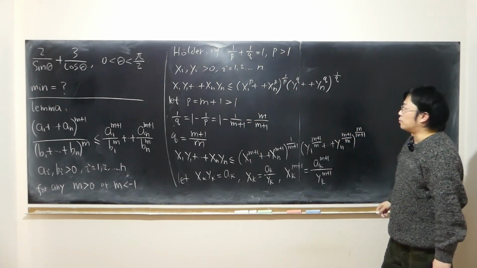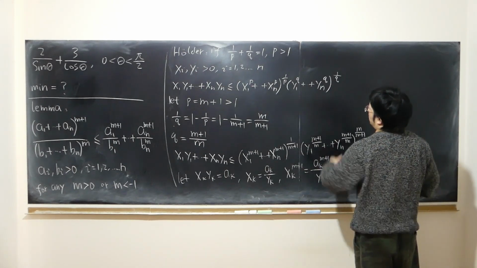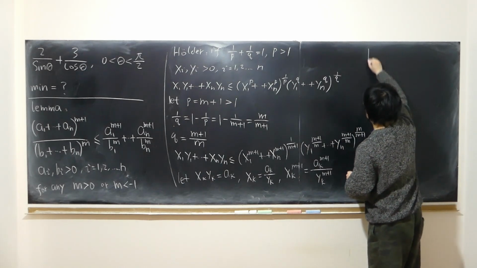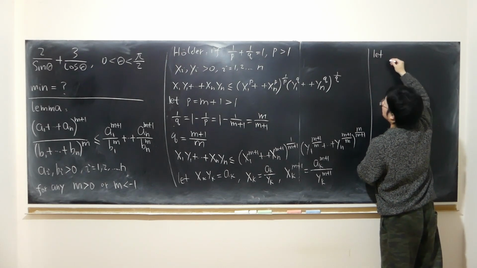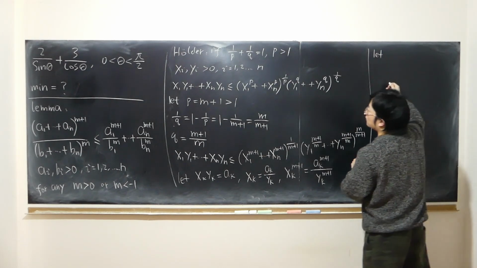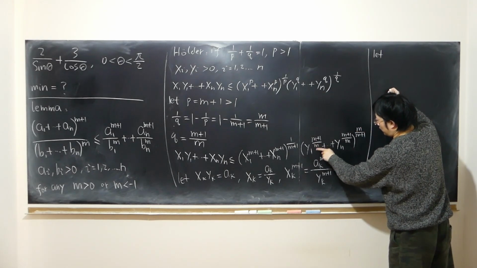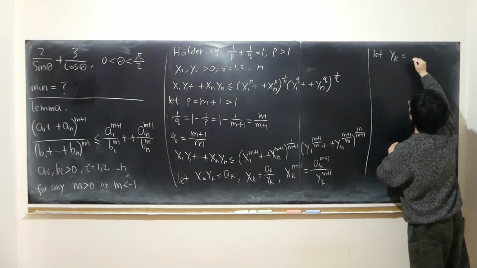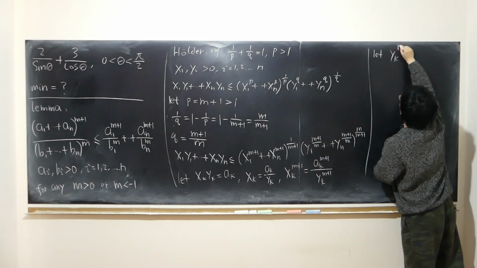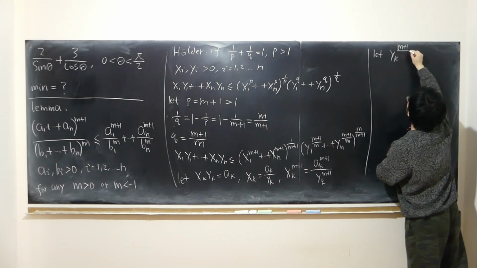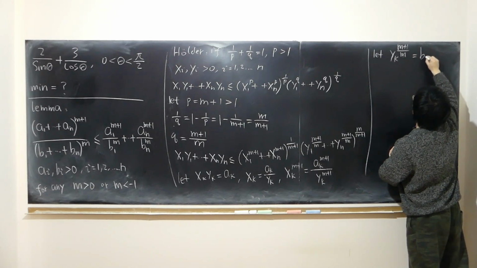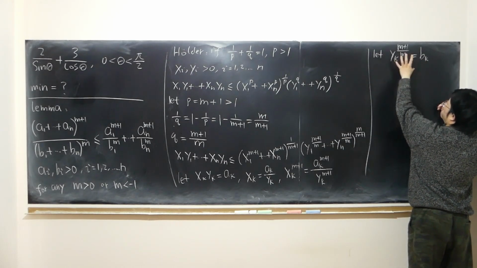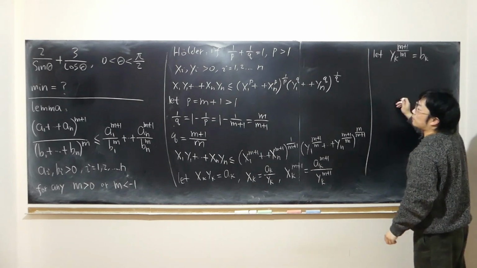I still have y's in here, but in the end, I want to replace all the y's with b's. And maybe I can let yk in general, yk to the m plus 1 over m, I'll let it equal to bk. I don't know the exact value, but I can use substitution. It's just some fixed value. Some substitution, that's fine.